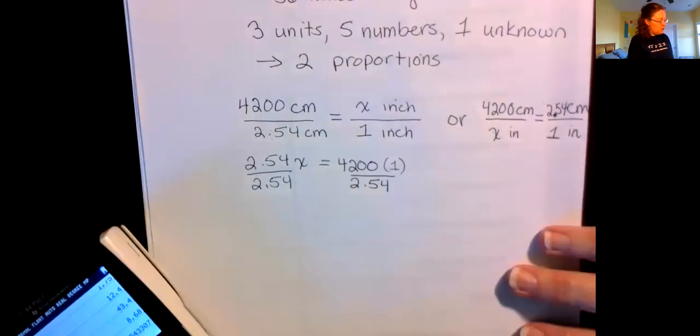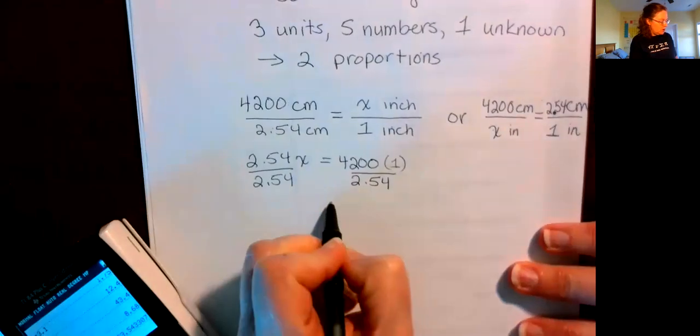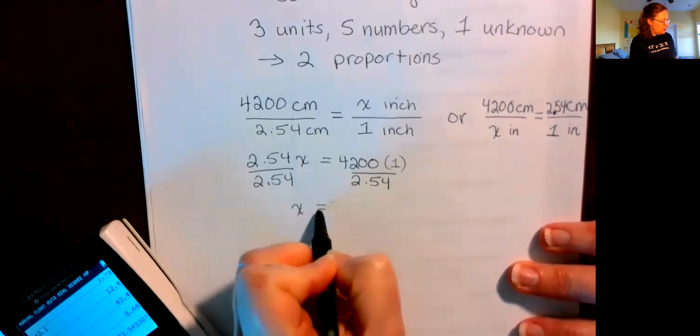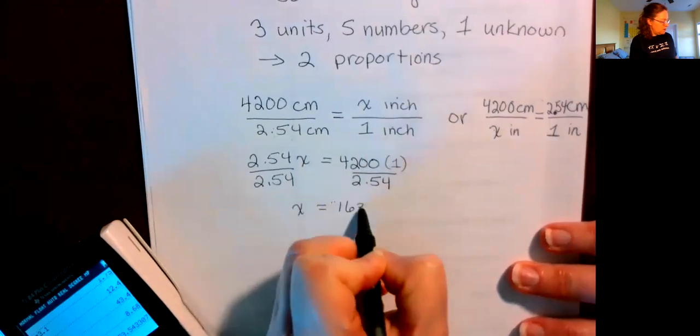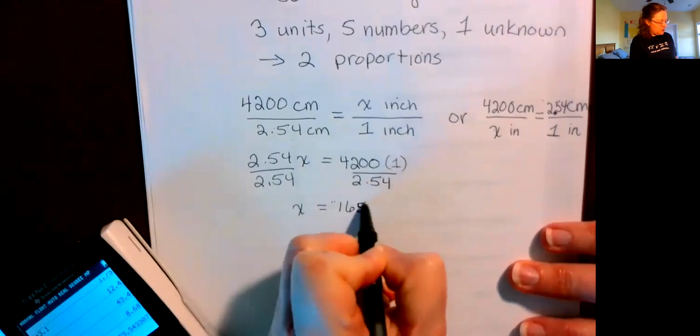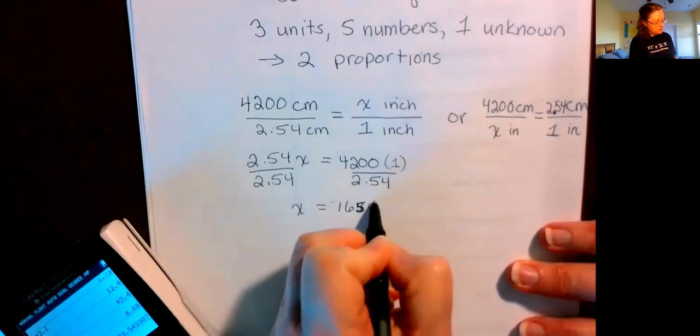All right, and it's a big number. I'm going to write down just a few of the numbers. In the long run, it's really not going to matter. X equals 165, it says, 53.5, so I'll say 54.